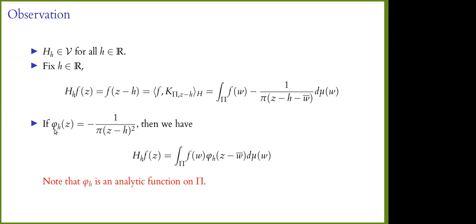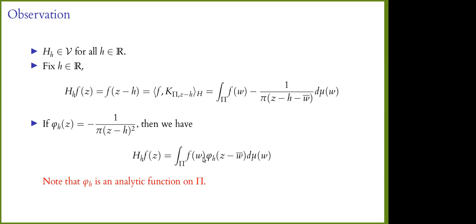If I define a function φ_h(z) to be -1/π (z - h)², then the operator H_h can also be written as an integral operator of this form, where the integral kernel is precisely φ_h(z - w̄). What we could observe is that this φ_h is an analytic function, but it doesn't belong to A²(Π). But if we consider φ_h as a function of z while fixing w, it belongs to A²(Π). And if we take the conjugate of φ_h and fix z, then as a function of w, again it belongs to A²(Π).